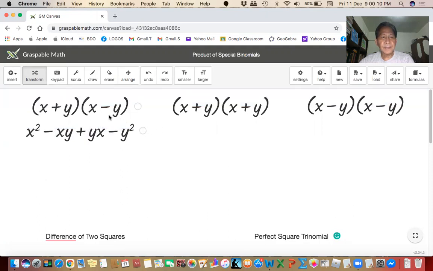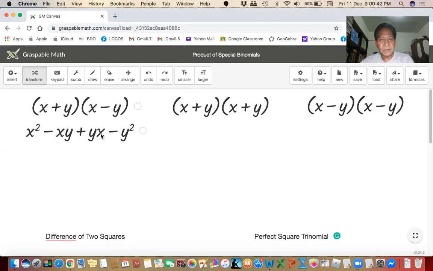All right, you'll see in the first step, it just did FOIL. Remember from the previous video, we said that when we get the product of two binomials, we just do FOIL. So we multiply the first terms, x times x will give us x squared. We multiply the outer terms, x times negative y will give us negative xy. The inner terms will give us positive yx, and the last terms will give us negative y squared.